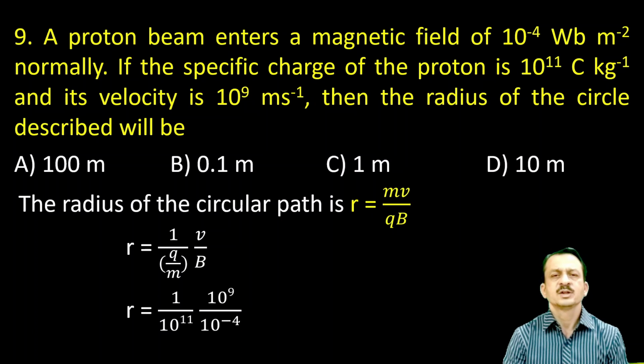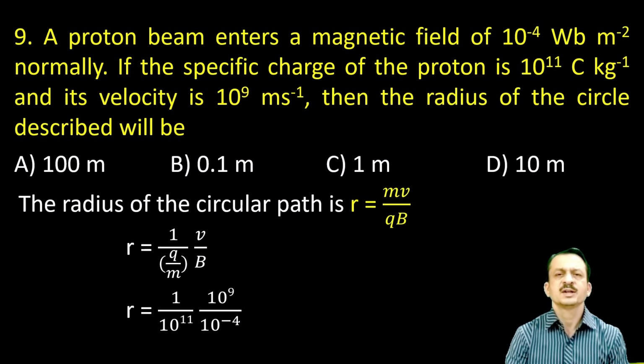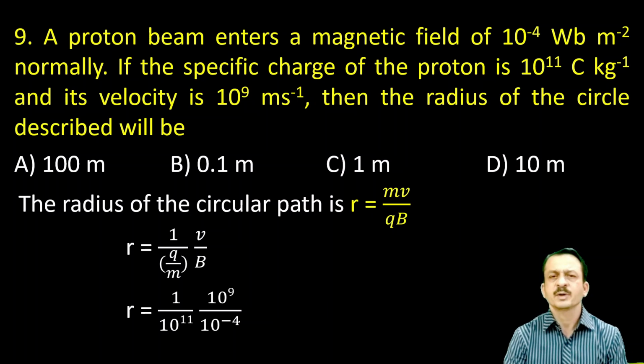Now 1 divided by 10 to the power of 11. Now velocity 10 to the power of 9 divided by magnetic field 10 to minus 4. Now 10 to minus 4 goes to the numerator, therefore 9 plus 4 it is 10 to the power of 13. In the denominator it is 10 to the power of 11. If I take it to the numerator it becomes minus 11. 10 to the power of 13 minus 11 it is 10 to the power of 2. 10 to the power of 2 is 100 meter. Therefore radius is 100 meter and A is the right answer here. Next problem.